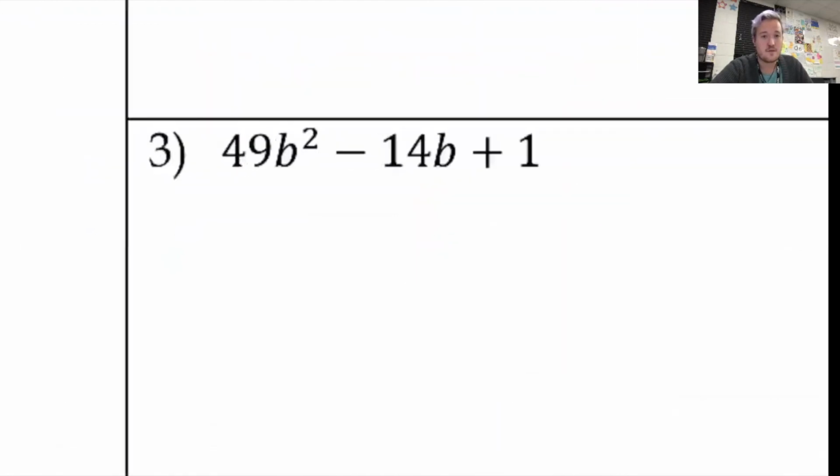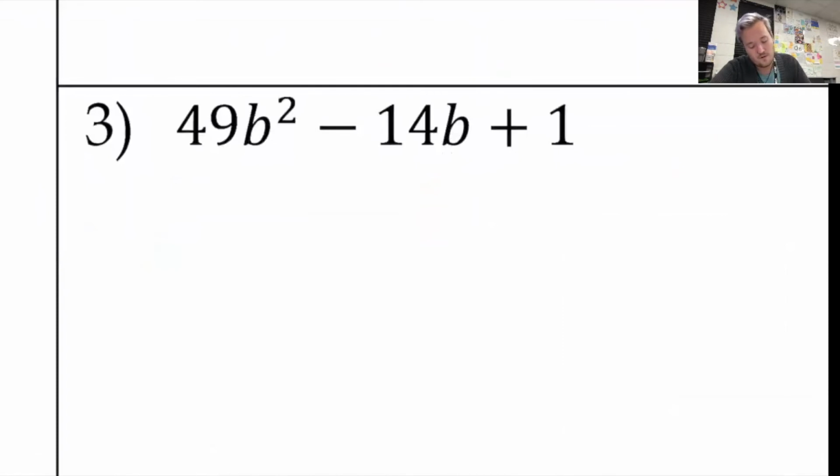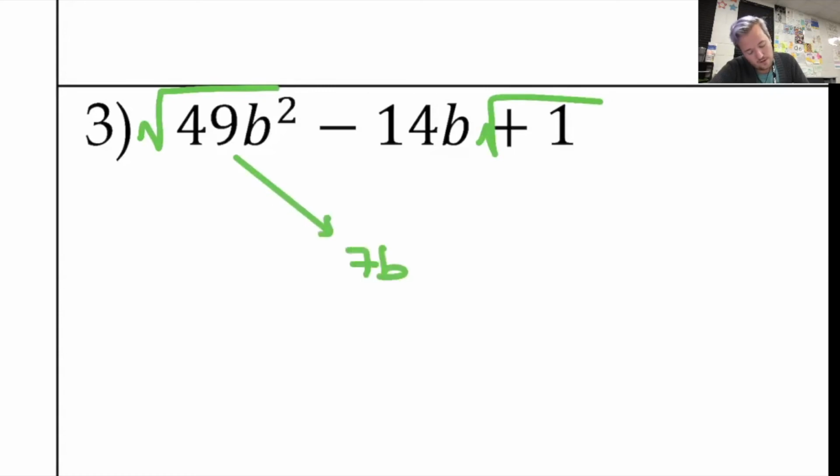All right, number 3. So square root of the first, square root of the last. So square root of 49b squared is going to give you 7b. Square root of 1 is going to give you 1. Keep the sign of the b value, so 7b minus 1 squared.